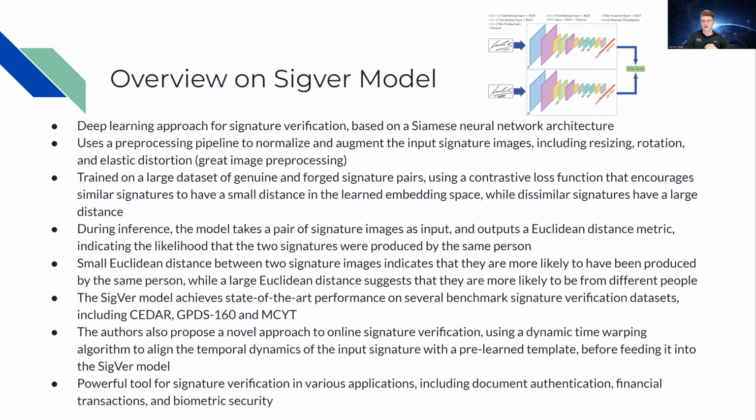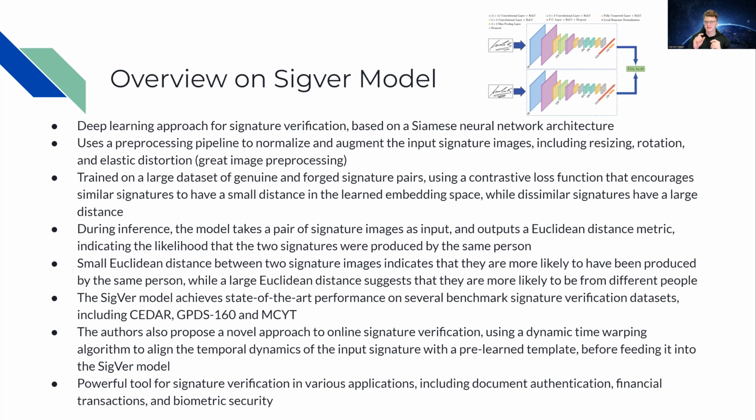It's trained on a large data set of genuine and forged signature pairs using a contrastive loss function that encourages similar signatures to have a small distance in the learned embedding space, while dissimilar signatures have a large distance. During inference, the model takes a pair of signature images as input and outputs a Euclidean distance metric indicating the likelihood that the two signatures were produced by the same person.